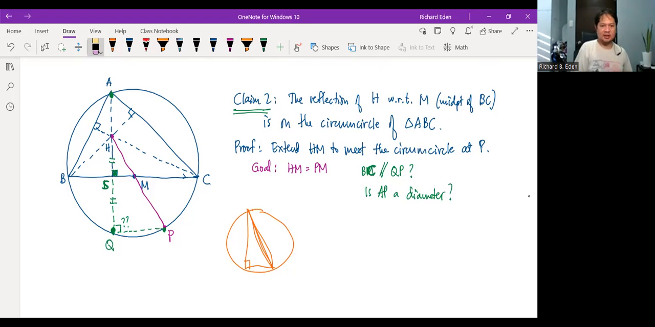Ganito. We gotta start with, anong definition natin? HM equals PM. Oh wait, hold on. That is the goal. Wait, extend HM to meet the circumcircle at P.